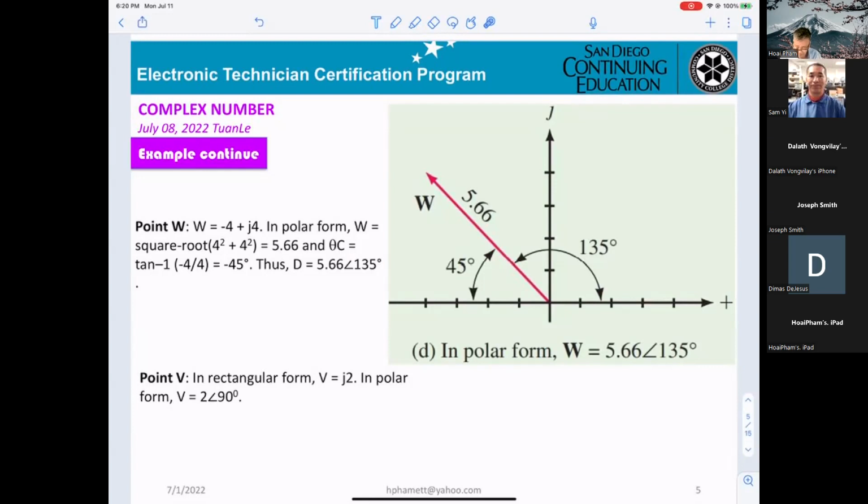Mr. Pham, I noticed the angle initially comes out as a minus angle, but you want a positive angle, correct? The angle will go from here. Yeah, so basically that is -45. The total will be 180 degrees. So it's 180 minus 45. Exactly.